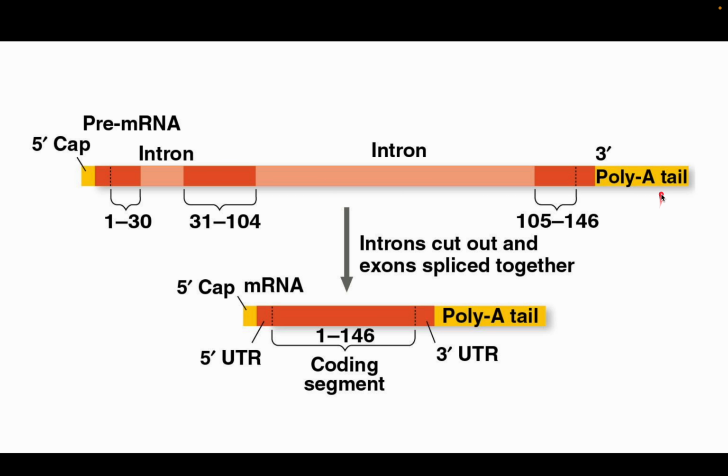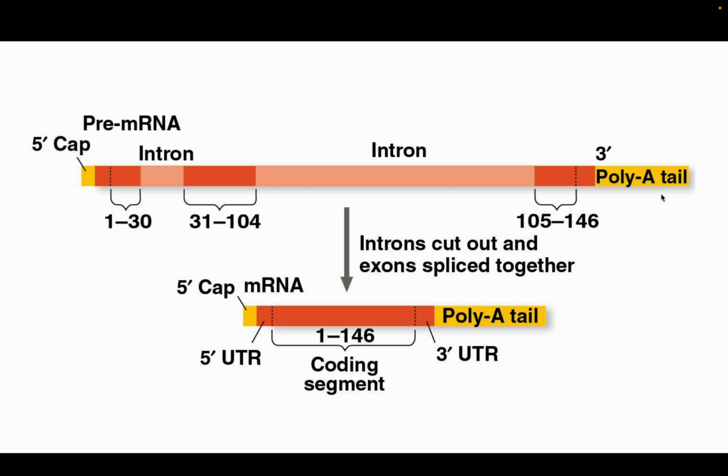So this is the poly-A tail, and both of these serve not only to protect the mRNA, but also allow it to exit the nucleus safely for translation to occur. And also, it can be involved in ribosomes recognizing the mRNA so that it can be translated.